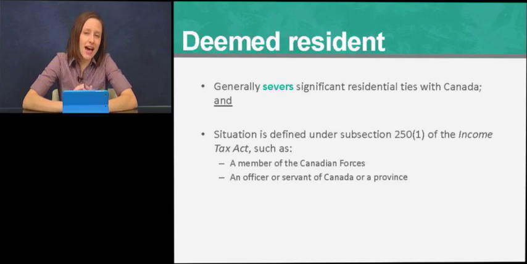significant residential ties, and you were in one of the situations. So either a government employee, a member of the Canadian Forces, including the overseas school staff, or working under a Canadian International Development Agency assistance program. So if you're in one of these situations before your appointment abroad and do not ordinarily reside in Canada, then you would be deemed resident of Canada.